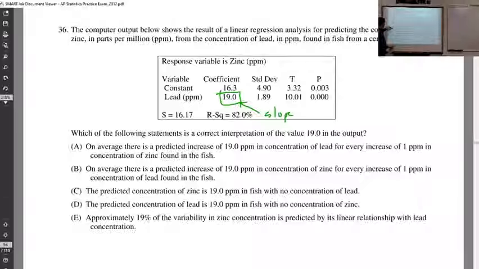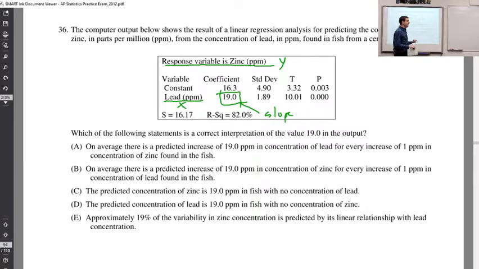So most people were between A and B here. First off, my coefficient for slope should be attached to x. Clue number 2 is that it says in the table, response variable is zinc. So response variable is y. And if you're reading the question, it's showing the result for predicting the concentration of zinc from the concentration of lead. So we are using the lead, x, to predict the zinc, y hat.